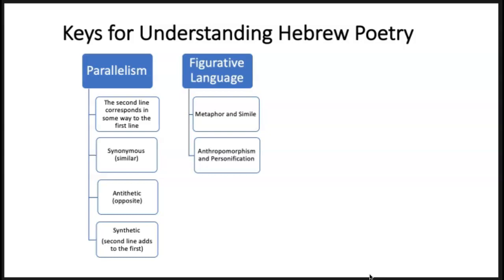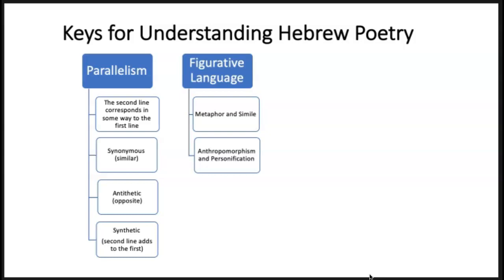Another common feature of Hebrew poetry is the use of anthropomorphism and personification. Now, anthropomorphism is when you take something that is divine and give that human characteristics. So when we ascribe human characteristics to the divine, this is anthropomorphism. For example, when the psalmist says, how long will you hide your face from me? That's an example of anthropomorphism, God with a face. We often see in the Psalms a reference to God's ears, his eyes, his hands.